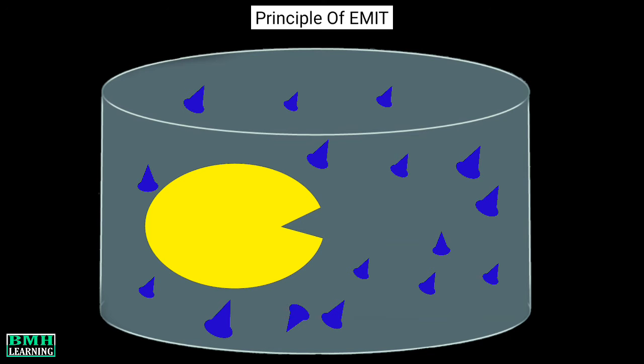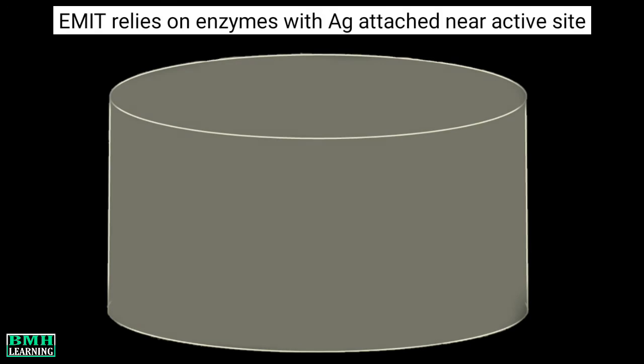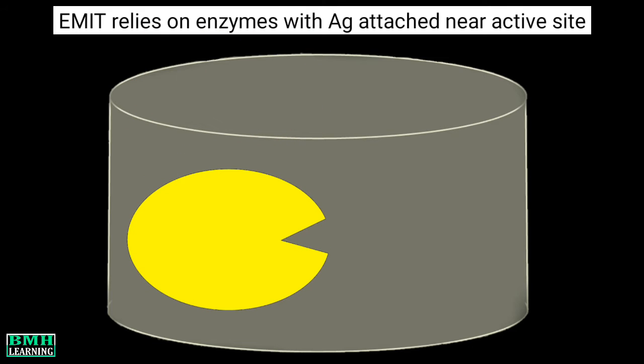The principle of EMIT relies on enzymes with the target antigen attached near the active site. Now, the target molecule can be a chemical such as a drug molecule or a poison. This simply means here we have our enzyme, and let's say we are testing for poison X. So, we will chemically attach the poison X antigen somewhere here, that is in the proximity or near the active site of the enzyme.